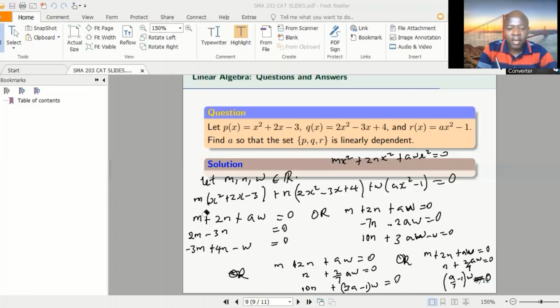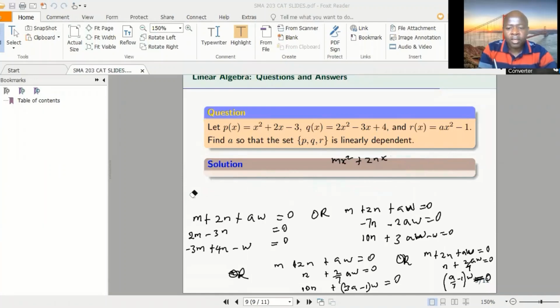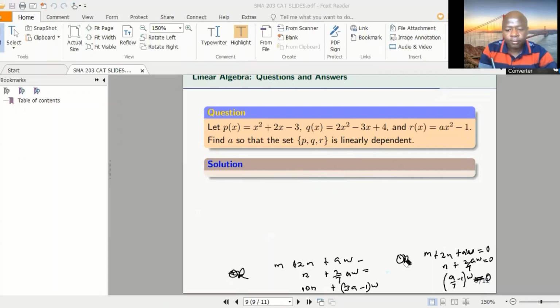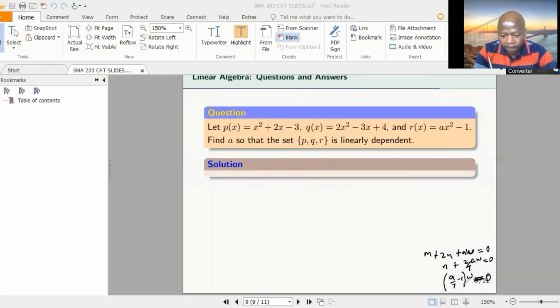So let me just erase a part that we do not require so that we complete the solution to this question. So I've left the part that I want to use. For this system to have infinitely many solutions, A out of 7 minus 1 should be 0. Or A out of 7 should be 1, which means that A should be 7. So if A is 7, we have 7 out of 7, which is 1 minus 1, that is 0, is equal to 0. Then if A is 7, this set of polynomials should be linearly dependent.